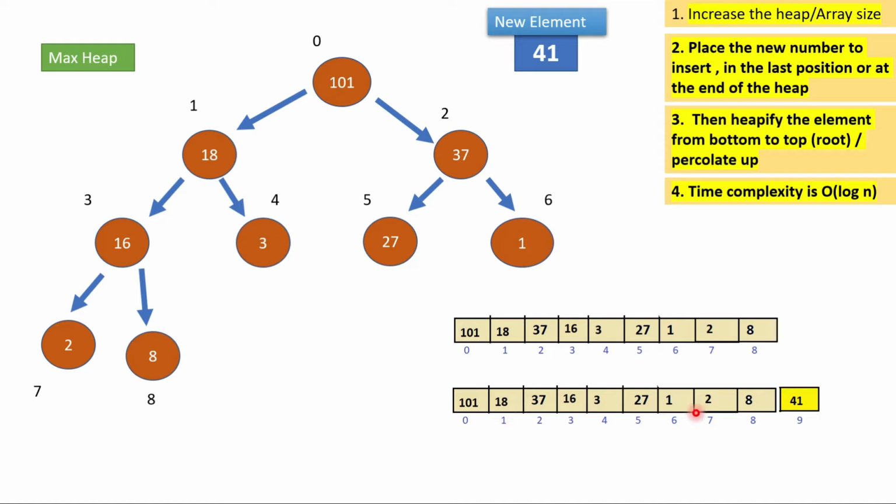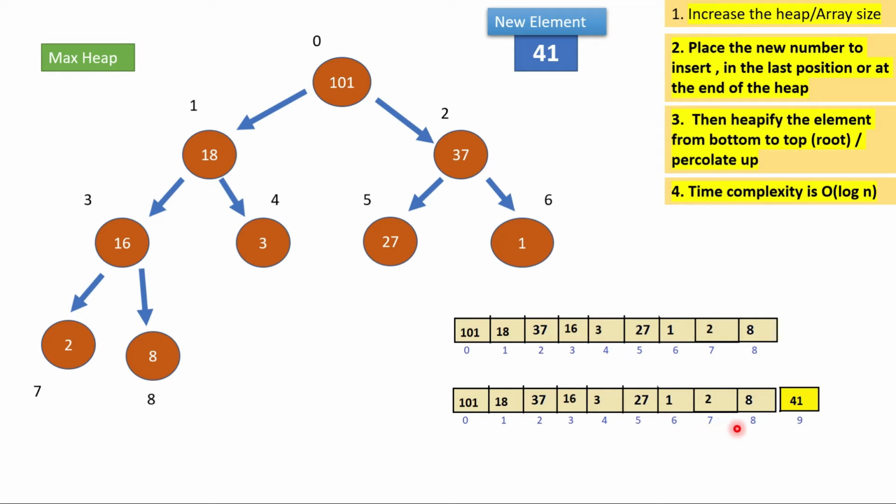If you see here, this was the array and I created one new space. 9 is the new index and I placed the number 41 there. Then we have to heapify the element from bottom to top. Once 41 is inserted, the heap structure will be disturbed, right? Because it will not maintain the heap property. Then we have to place 41 in the correct position, and it will become a max heap again. That we have to do. This process takes O(log n) time complexity. How it takes O(log n) time, I will explain next. Don't worry about that.